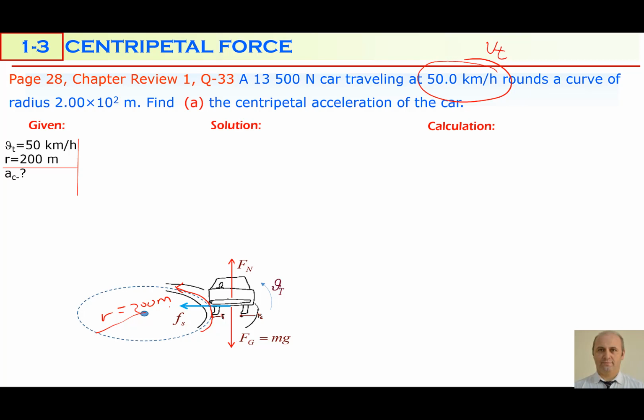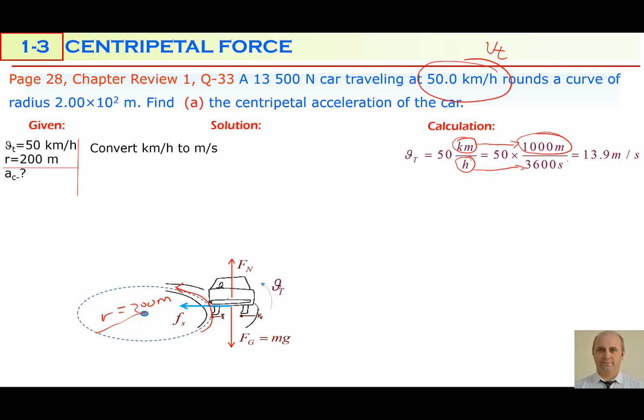But first, we have to convert kilometer per hour to meter per second. The basic method is this. Kilometer is in the numerator and hour is written in the denominator. First write 1 kilometer is equal to 1000 meters in the numerator, and 1 hour is equal to 3600 seconds in the denominator. After that, use your calculator: 50 multiplied by 1000 divided by 3600, you will get the result as 13.9 meters per second. So we converted kilometer per hour to meter per second.